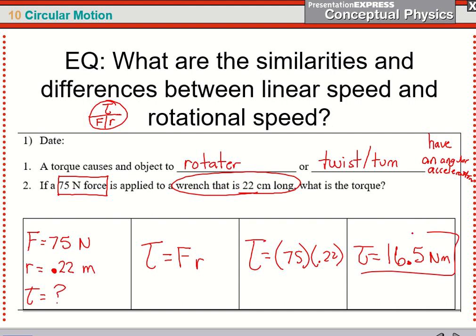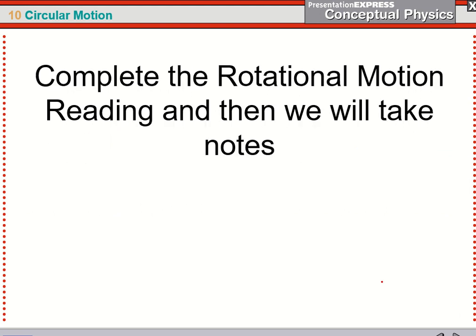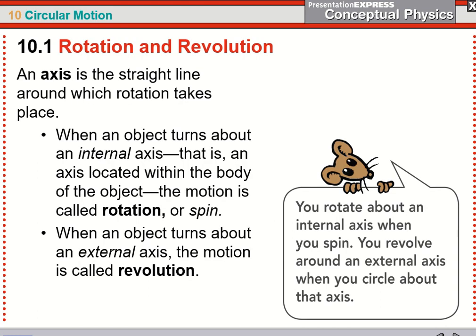Newton meters for our torque. All right, so if you haven't already done so, you need to complete the rotational motion reading. So pause this and do that. And then we're going to take the notes. So you will want to find your notes packet, and in your notes packet, find the page that says circular motion notes.